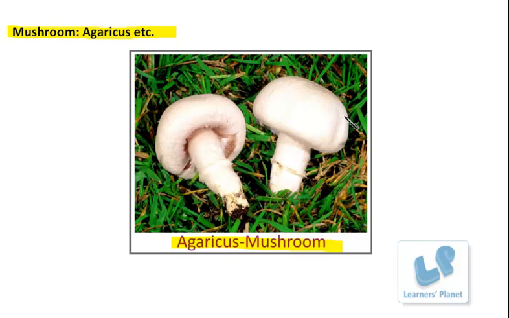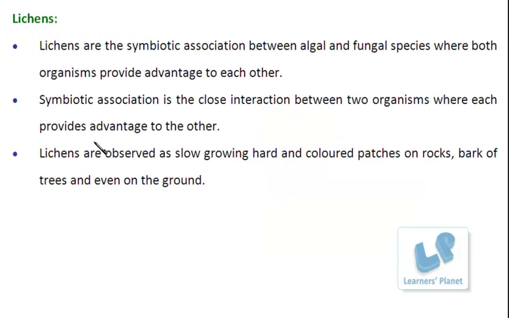A further important thing that I must discuss with you is about the lichens. So what are these lichens? Let us understand. Lichens is the group in which the algal and the fungal species are living together. They are not only living together, but they are fulfilling the need of each other. That means they are providing advantage to each other. Such interaction between the algal and the fungal partner, in which both are getting advantage, is known as the symbiotic association.